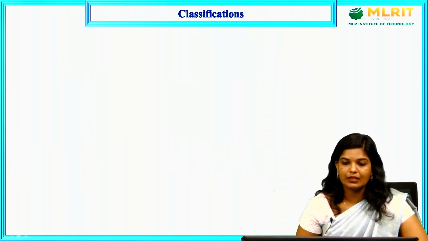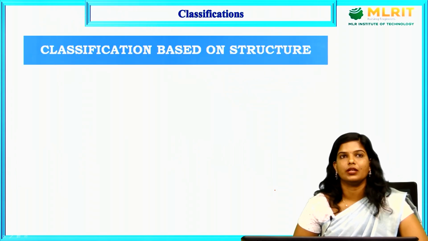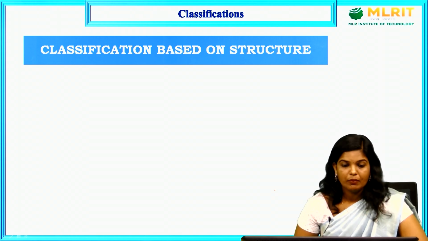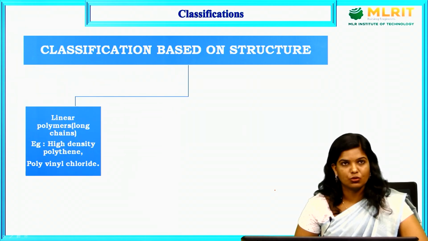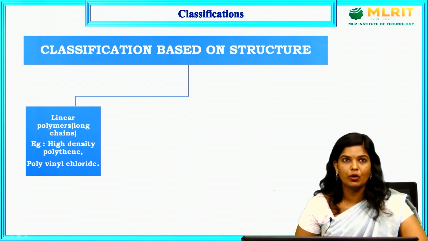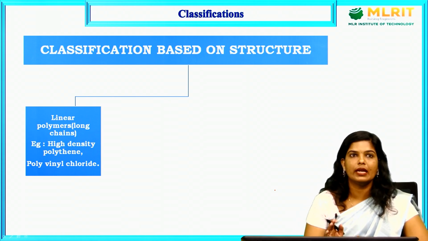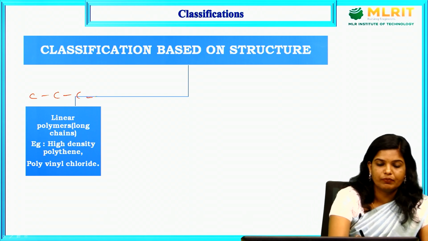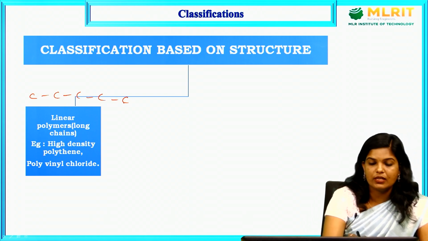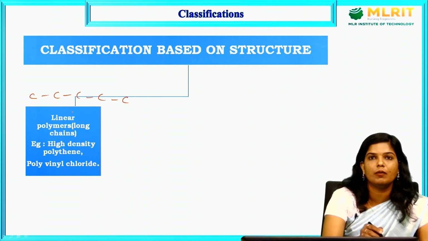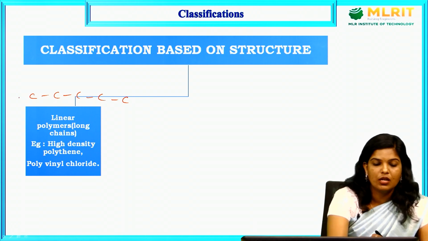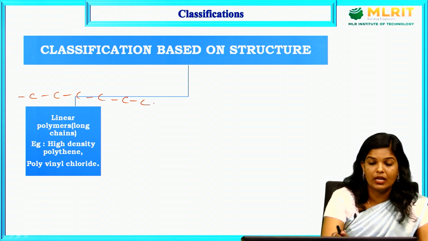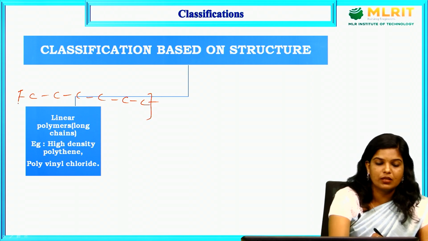Next comes the classification based on structure. How can a polymer be classified based on the structure? Based on structure, it can be classified into three different types. First is linear polymers, where a continuous long chain polymer is formed. We can write n numbers of C. I am particularly writing C because all the polymers are basically based on hydrocarbons. So it will be a continuous long chain polymer. This is how it will be.